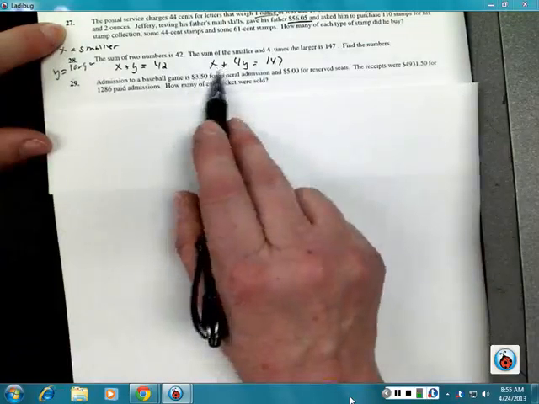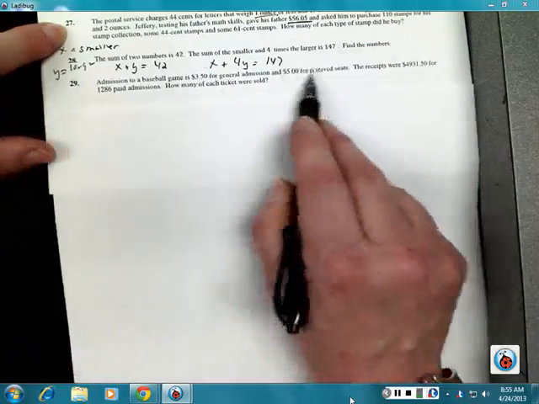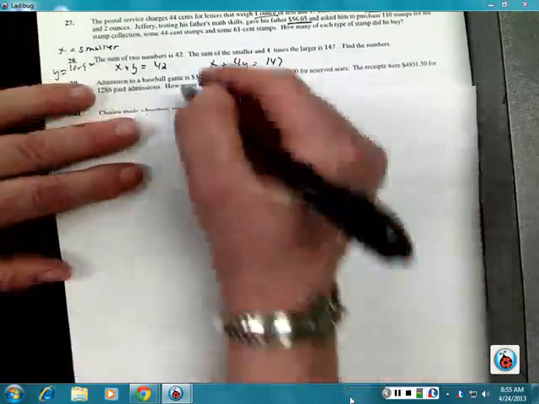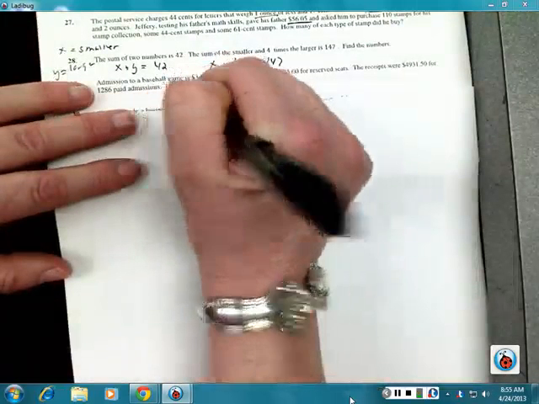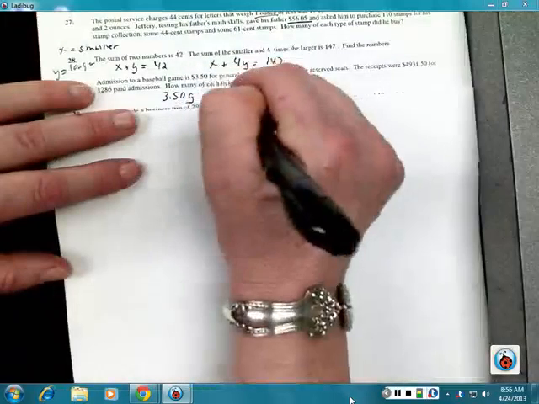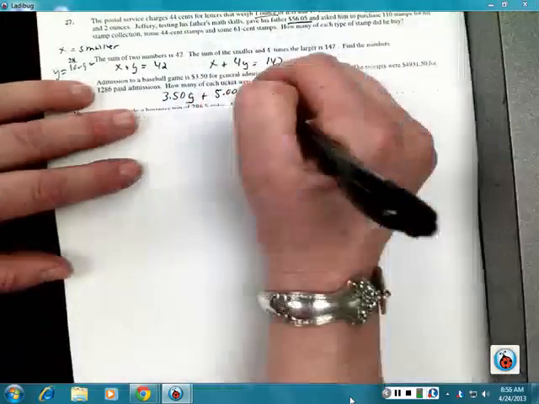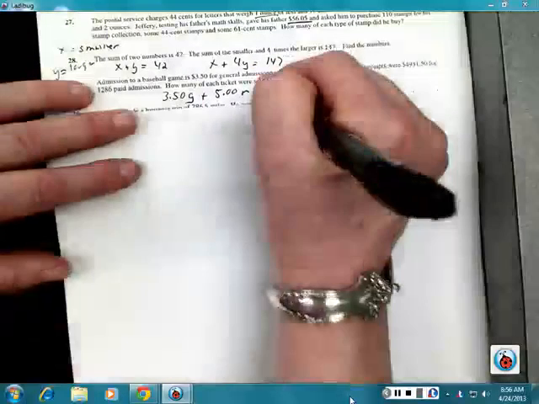Same kind of situation as the money one we just got done doing in 27. Same type of stuff. You've got general admission is $3.50, reserved is $5, so I would say $3.50 G for general plus $5 reserved, or R, and that's the dollar amount, so that's going to be equal to what? What would that one be equal to?